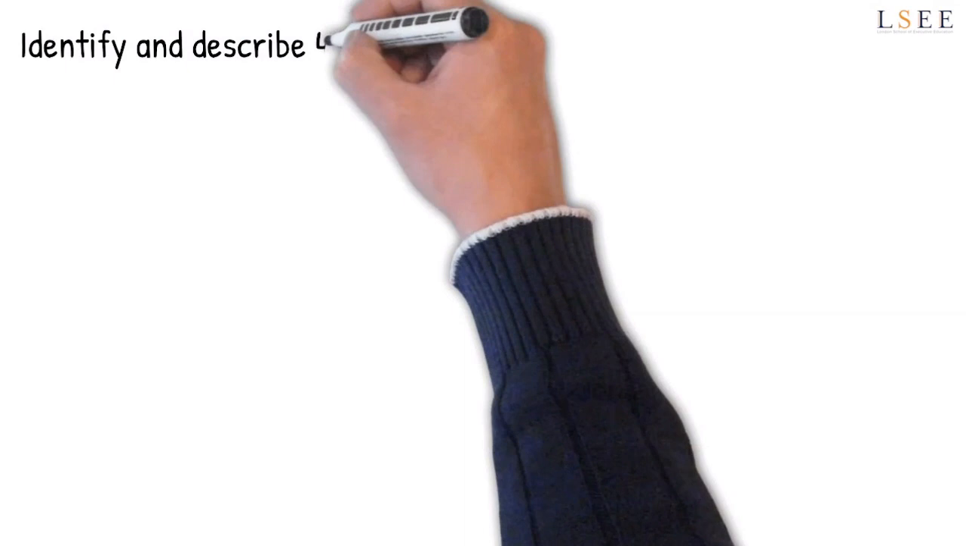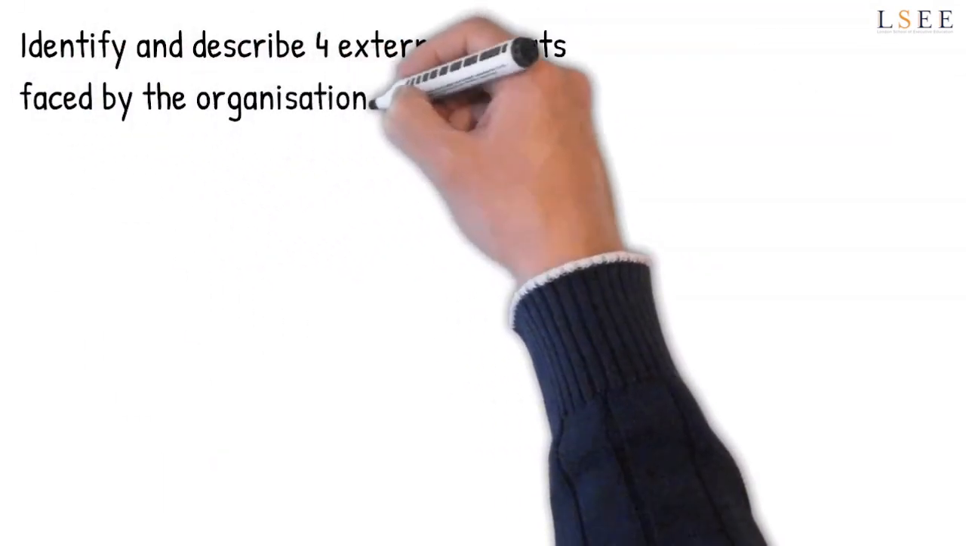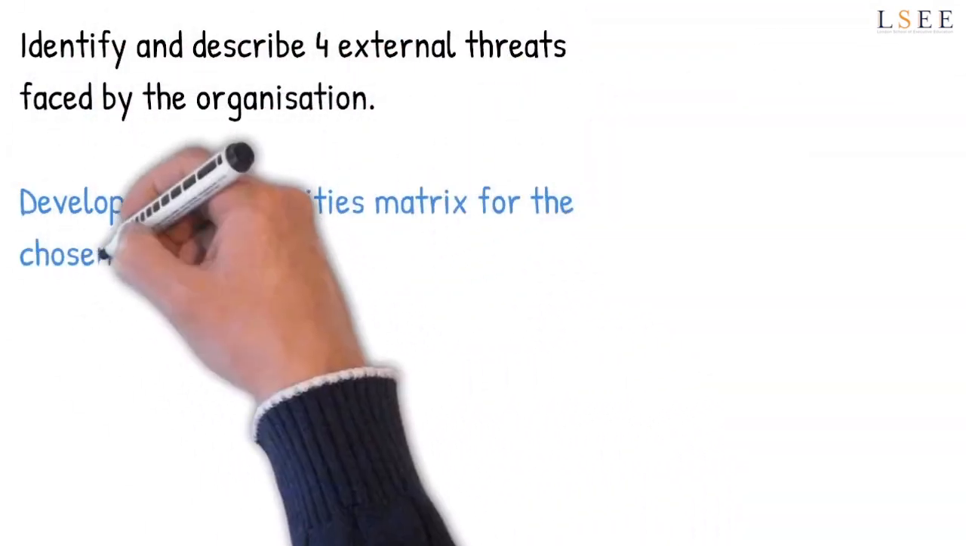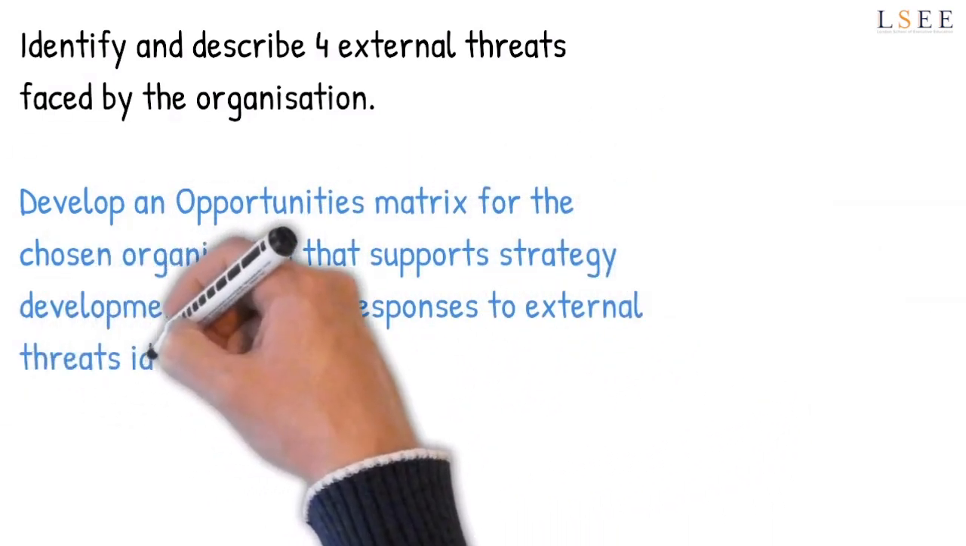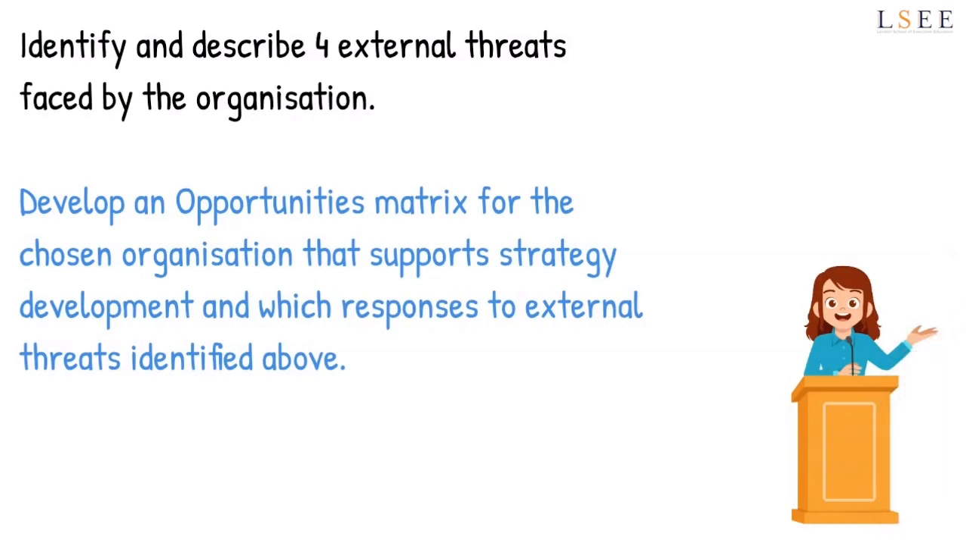Identify and describe 4 external threats faced by the organization. Develop an opportunities matrix for the chosen organization that supports strategy development and which responds to the external threats identified above.